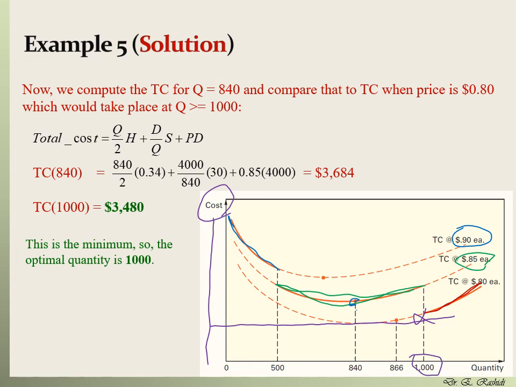So from the plot, we can easily figure out by eyeballing which one would be the minimum, which would cause the minimum cost. And that would be our optimal quantity. So the optimal quantity would be 1,000.